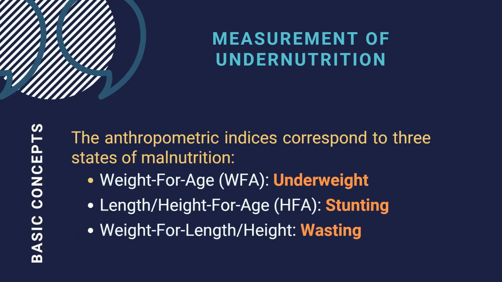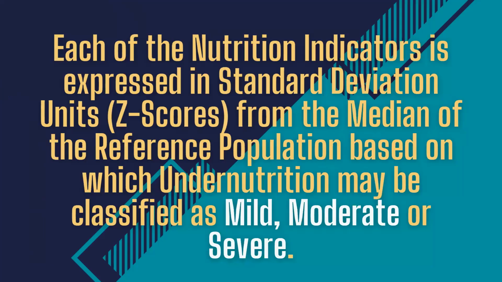The anthropometric indices correspond to three states of malnutrition. Weight for age corresponds to underweight, height for age corresponds to stunting, and weight for height corresponds to wasting. Each of the nutrition indicators is expressed in standard deviation units, z-scores from the median of the reference population, based on which undernutrition may be classified as mild, moderate, or severe.